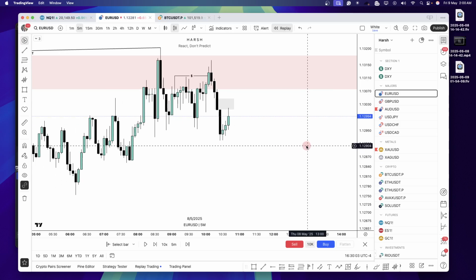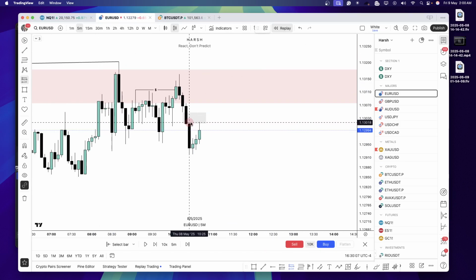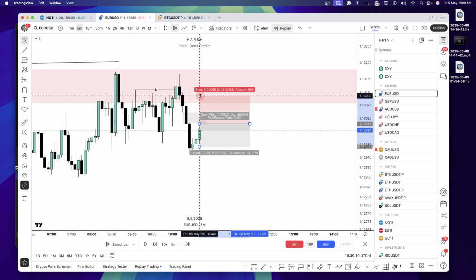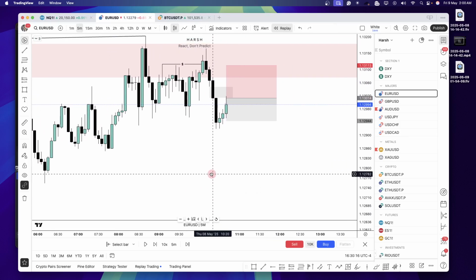Now all that I have to do is enter the short trade at this fair value gap. Now I can put stop loss either at this high or this high or this high, depending upon where you are getting enough risk to reward. Okay, so nothing is wrong.